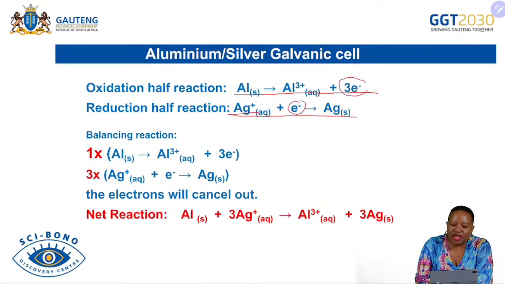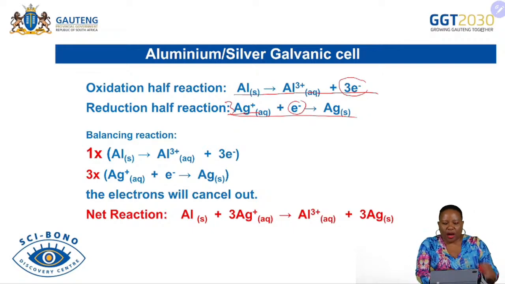So it means we need 3 of the silver to gain the 3 electrons from aluminum. Therefore, we normally balance our equations when we are writing our overall cell reaction. We always multiply by the number of electrons of the other cell. So with this one, we'll multiply the half cell of aluminum with 1 and the half cell of silver with 3, so that we balance our equation.